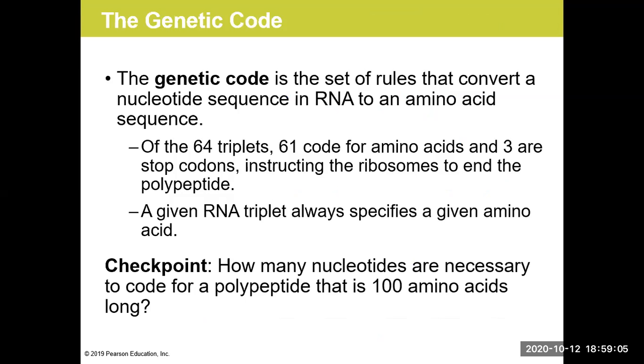So the genetic code is a set of rules that convert a nucleotide sequence in RNA to an amino acid sequence in a polypeptide. Various permutations and combinations show that 64 triplets can be made, and out of those 64 triplets, 61 code for amino acids, while 3 are stop codons, which are like stop signals, and they instruct the protein-making factories, the ribosomes, to end the polypeptide. So one RNA triplet would always specify one particular amino acid.